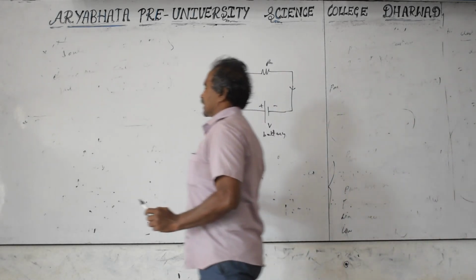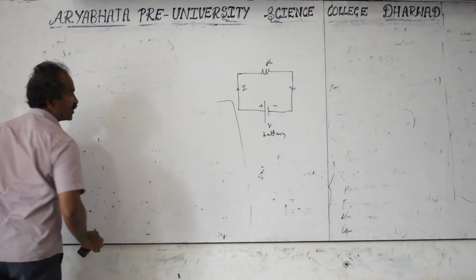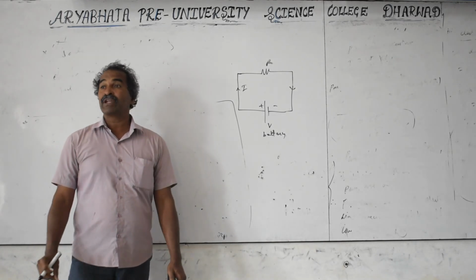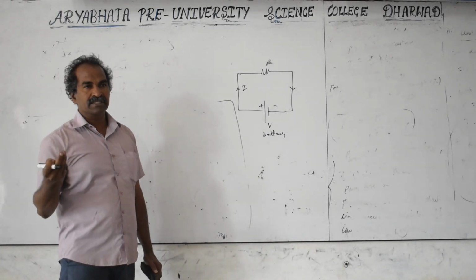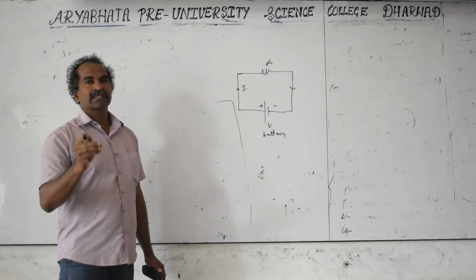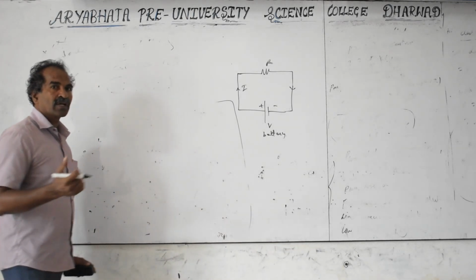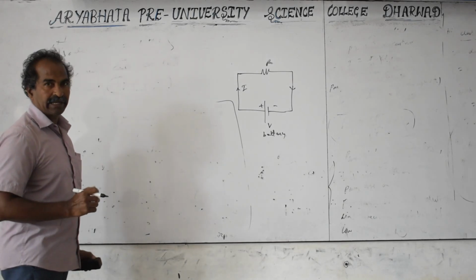In the houses, electric devices are connected in parallel, so they have the same voltage. And what is the practical unit of electrical energy? In the houses, you get electric bills. That electric bill unit is called the electrical unit of energy. How much energy you are consuming, that is what they give you as the electrical energy consumption.